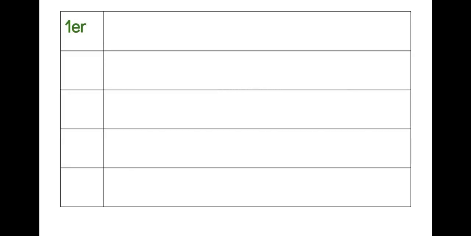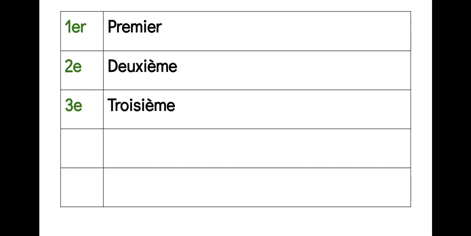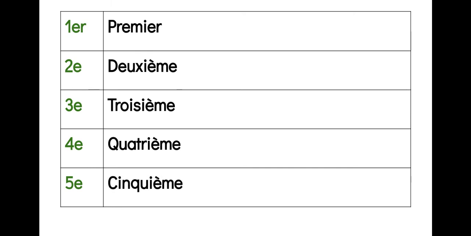Edward. So if we have one ER, what does that mean? What's it abbreviating? It's abbreviating premier. What if we have two E? What's that? Deuxième. Excellente. 3E. Troisième. Très bien. 4E. Quatrième. Bien. And 5E. Cinquième. Très bien.